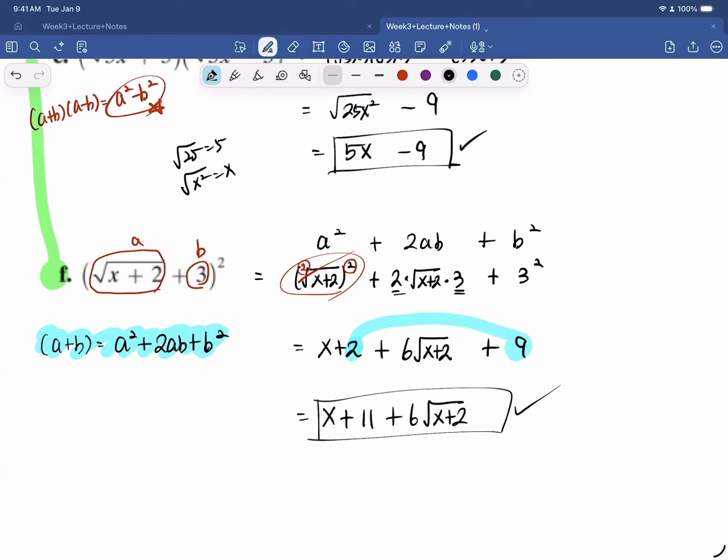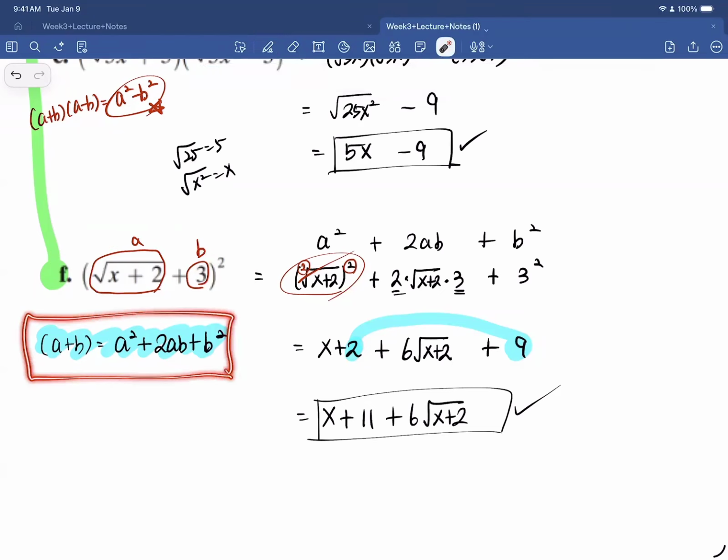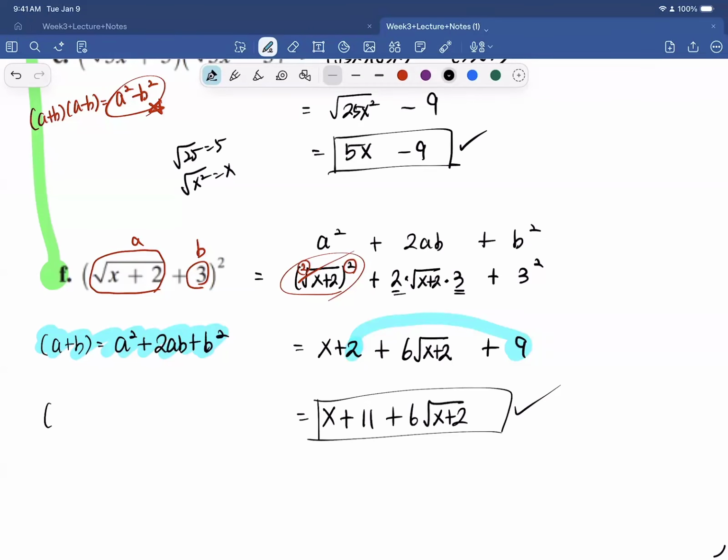So on this letter F, you can do the FOIL, okay? But the easiest way is this, okay? All right. But I'm going to write down, if you have a minus, then you can use a squared minus 2ab and then plus b squared. You can use that, okay?